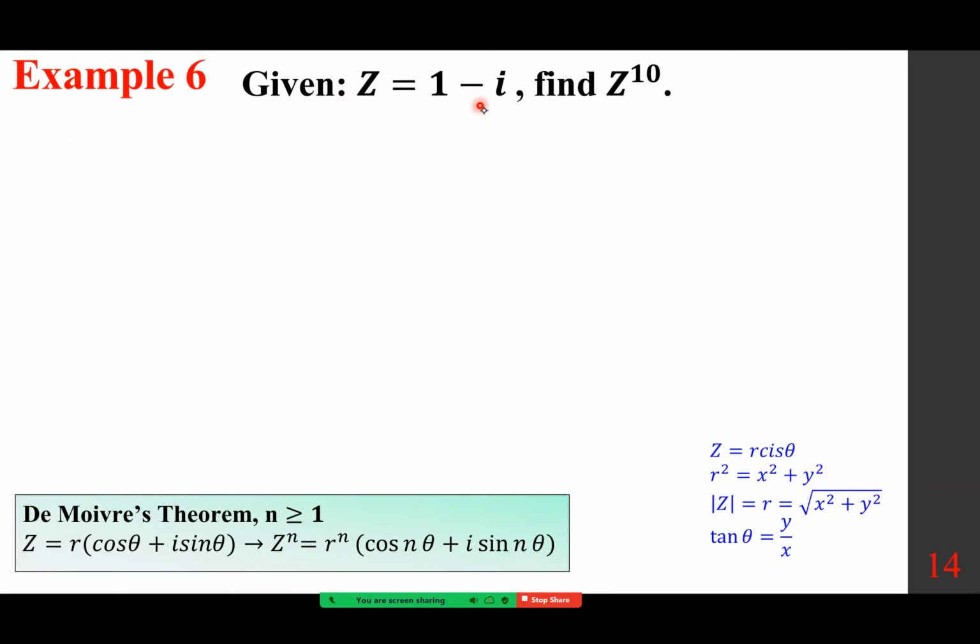Given 1 minus i, find z to the power of 10. If we were to raise this to the power of 10 directly, it would take forever. We are going to use the methodology we just learned, known as De Moivre's theorem. First and foremost, what is 1 minus i? We are going to write it as z equals r cis theta. So we need to find r, which is the square root of 1 squared plus negative 1 squared. Remember, r is the square root of x squared plus y squared.